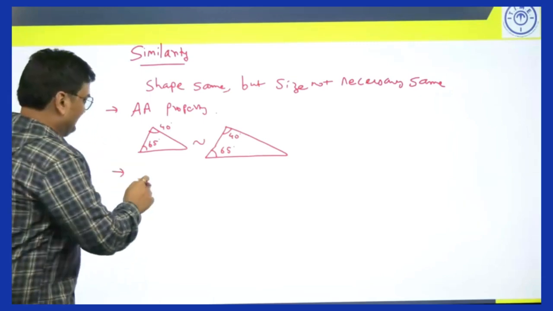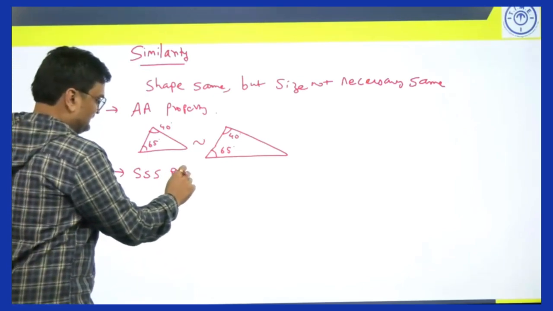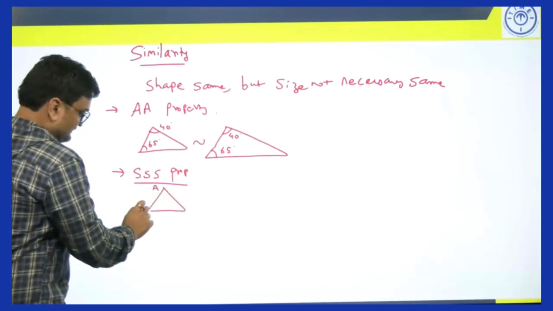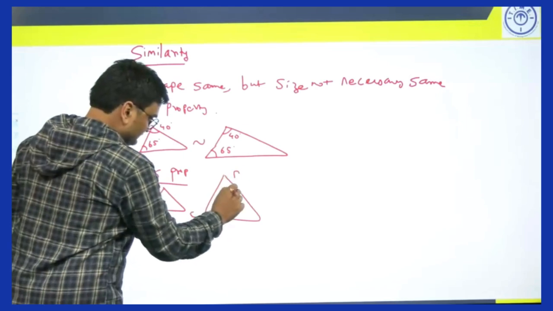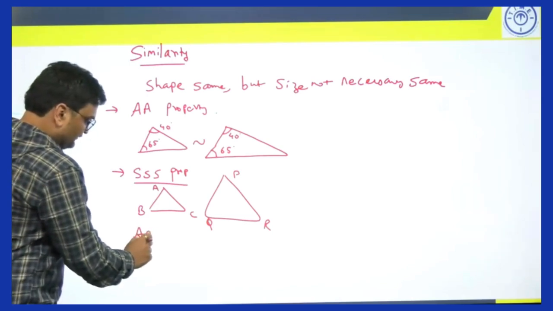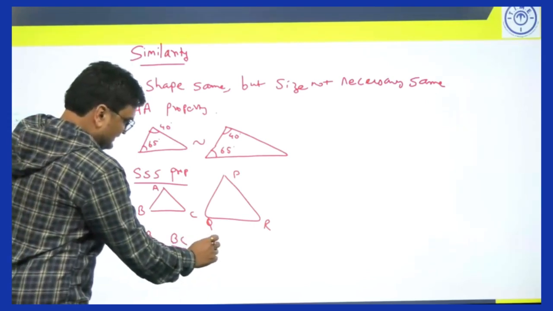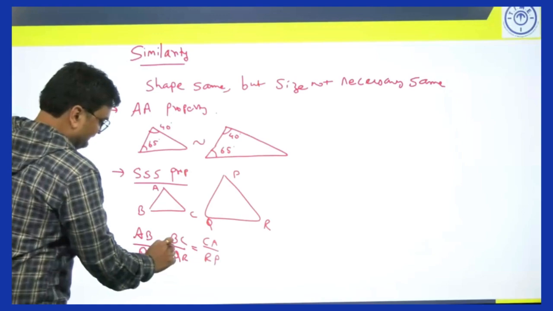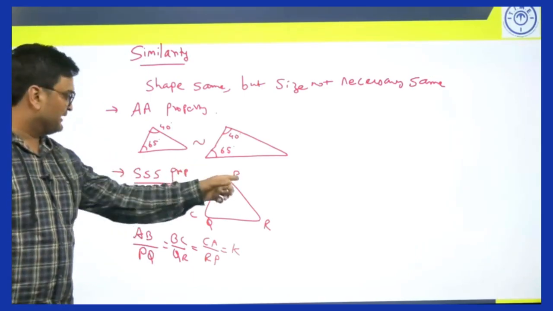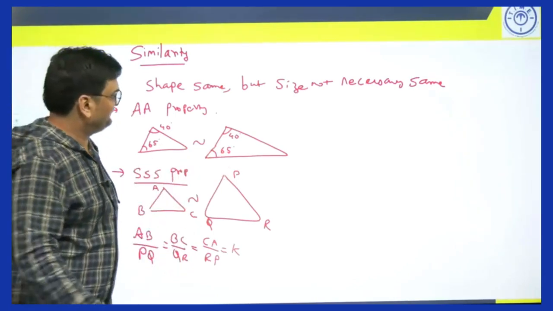One more way to prove similarity is SSS similarity. It's side, side, side similarity, right. So this is the SSS property. What it states is, if you take two triangles ABC and PQR, and you notice the ratio of the corresponding sides, meaning the ratio of AB with PQ, BC with QR, and CA with RP, turns out to be the same, say equal to K, then we will say the two triangles are similar. So one way to prove similarity is this, the second way is this.